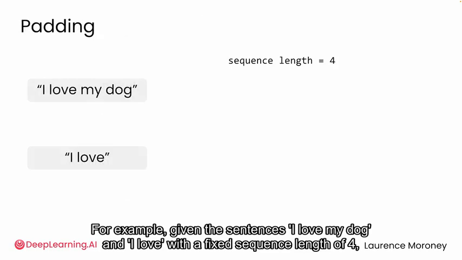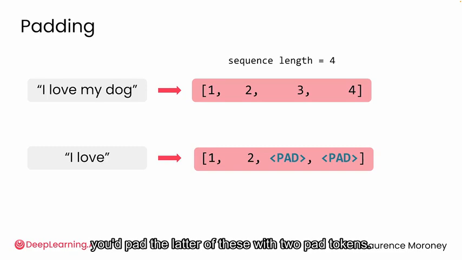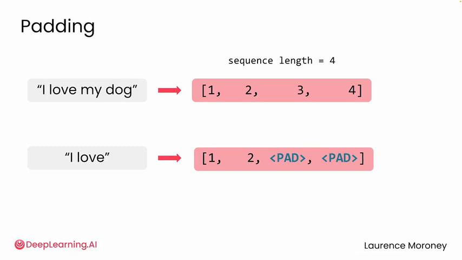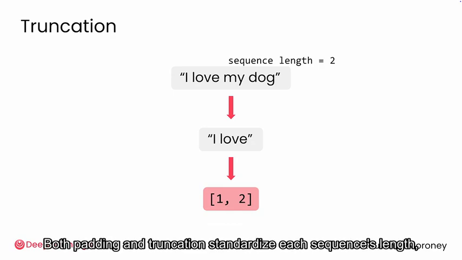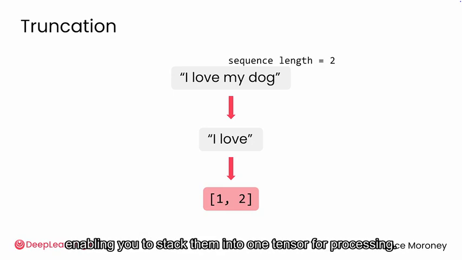For example, given the sentences I love my dog and I love with a fixed sequence length of 4, you would pad the latter of these with 2 pad tokens. Conversely, if the maximum length is 2, you truncate I love my dog to just I love. Both padding and truncation standardize each sequence's length, enabling you to stack them into one tensor for processing.